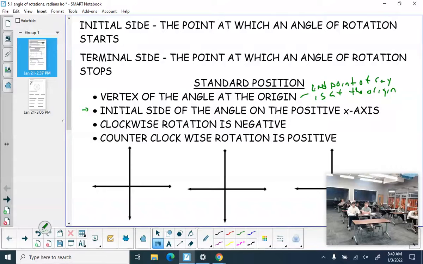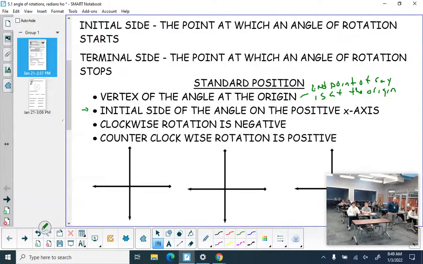Clockwise rotation is negative, and counterclockwise rotation is positive. Counterclockwise is a positive rotation. When you're clockwise, you are negative.